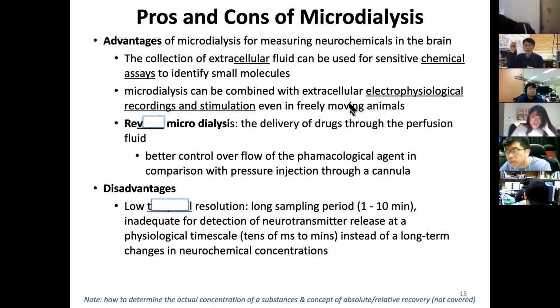Now, because you have a route, you can actually, instead, give some stuff into that part, okay? So you can deliver drugs into the perfusion fluid. Instead of injecting with, say, a syringe into the brain with a bolus injection, that would not be very good in terms of physiological. But this dialysis is so slow and passive, so gentle, you can have better control over the flow of the pharmacological agent compared to a pressure injection.